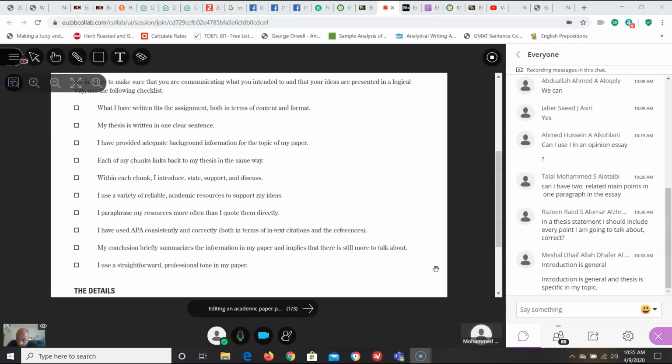Let's see. Within the chunk, where am I? I have used APA consistently and correctly. Okay, APA is the American Psychological Association. Basically, APA is just a formatting, how we format. And it's normally depending on what organization, what your profession is.